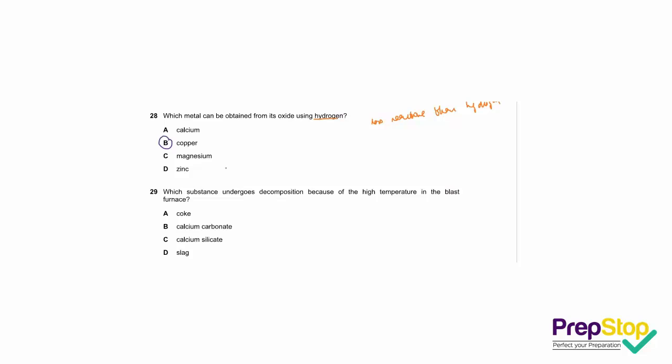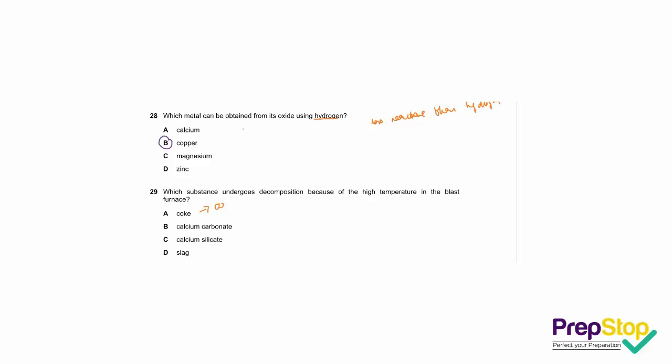Question number 29. Which substance undergoes decomposition because of the high temperature in the blast furnace? So the blast furnace is used to make iron. Option A is coke. Coke is not decomposed because coke is actually used to make carbon monoxide. So there is no decomposition in coke.